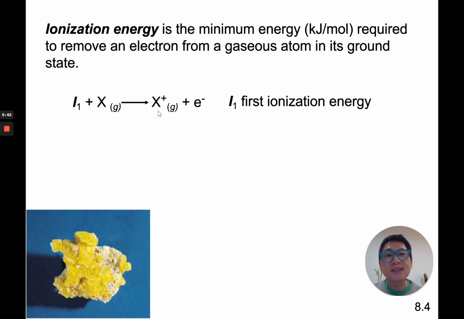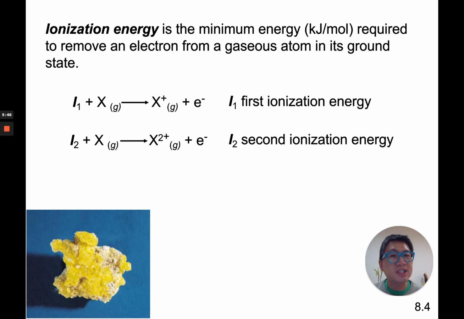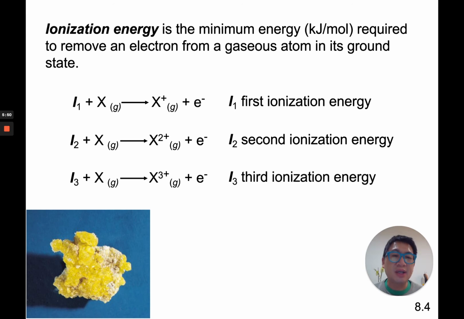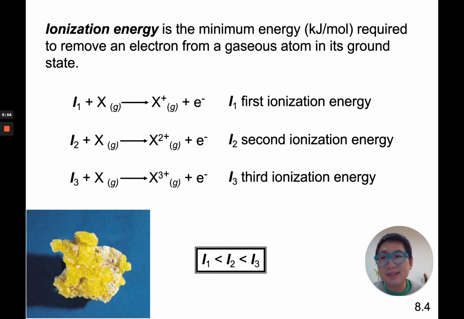It's called the first ionization energy. Remove 2 electrons, or the second one, it's called the second ionization energy. You want to remove a third electron, it's called the third ionization energy. Just so you know, the first ionization energy is always less than the second, which is always less than the third.